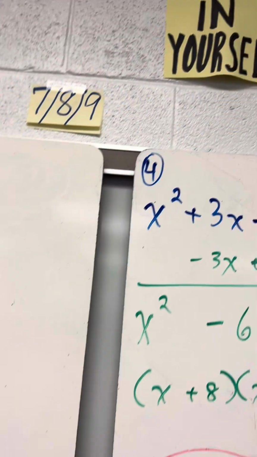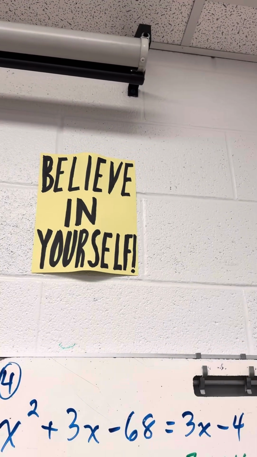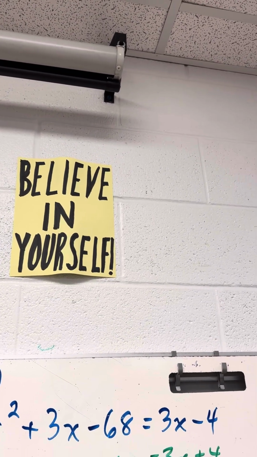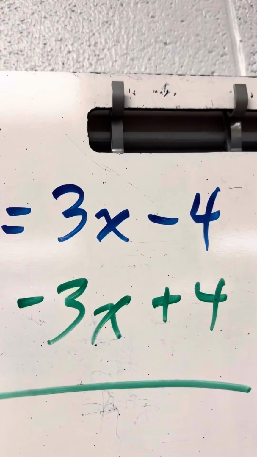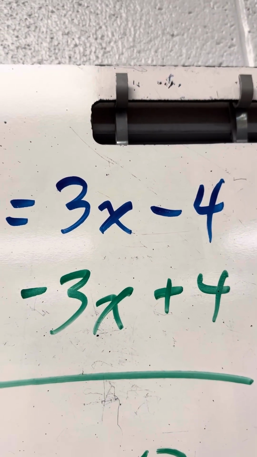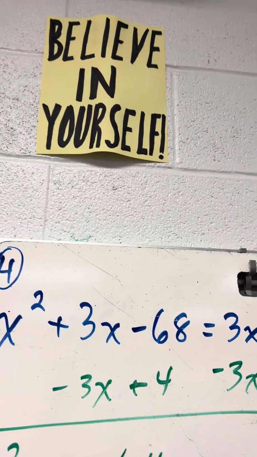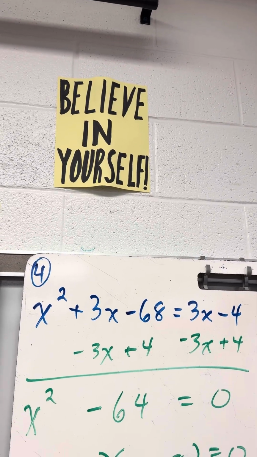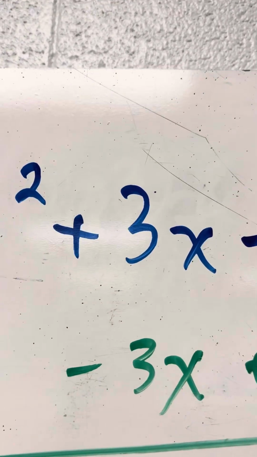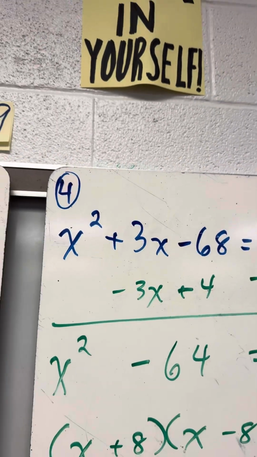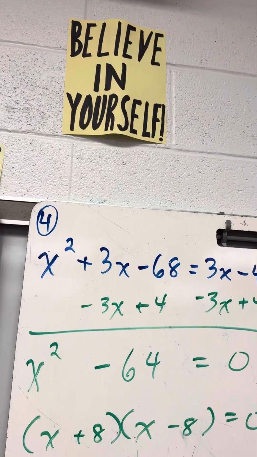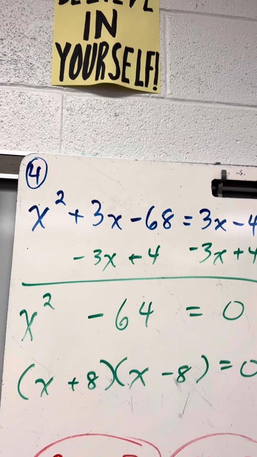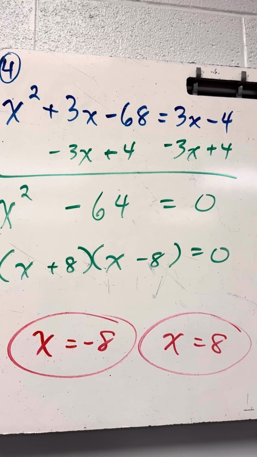Okay, here's a different type of problem that you're going to see. You have x squared plus 3x minus 68 equals 3x minus 4. You're still going to go ahead and minus 3x to both sides and add 4 to both sides, giving you x squared minus 64 equals 0, right? Because the 3x's here drop out. So now it's just x plus 8 times x minus 8 equals 0. So x equals negative 8 and positive 8.